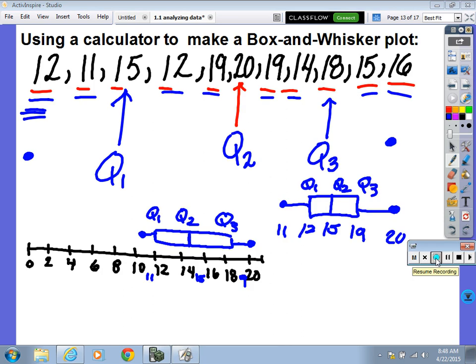Just remember, if you're going to do this by hand instead of a calculator, let's say you don't have a graphing calculator, make sure that you put the data in numerical order before you find the Q1, Q2, and Q3. So this is correct in how to do it. These numbers are not correct. We've got to put it in order from least to greatest before we actually do the Q1, Q2, and Q3. So just make sure you do that.